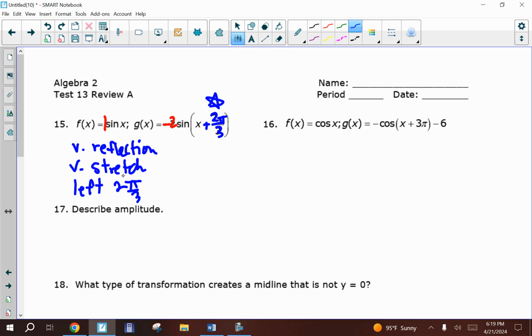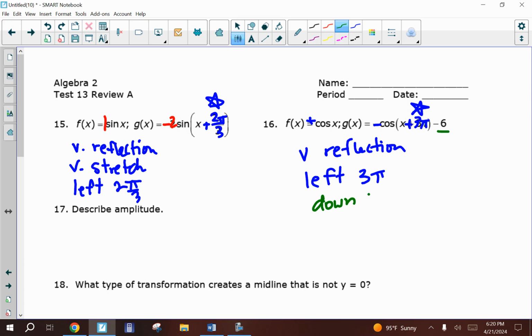Okay, next one, it went from a positive to a negative. So that's a vertical reflection. Then on the inside, it has a plus 3 pi in there with the x. So that means that we're shifting left because that one is, again, always opposite. So it's left 3 pi. And then we have this last number over here at the end that wasn't there before, so it went down 6.